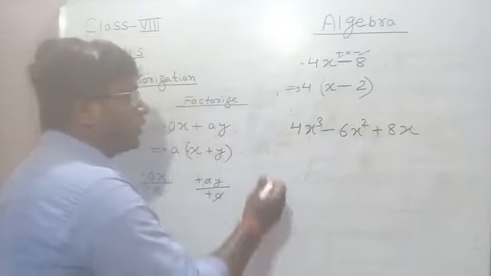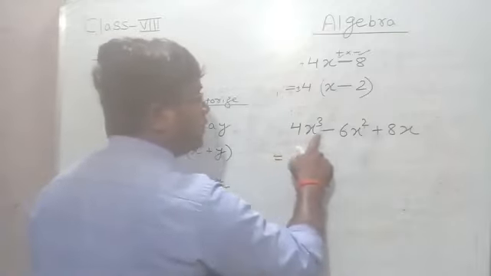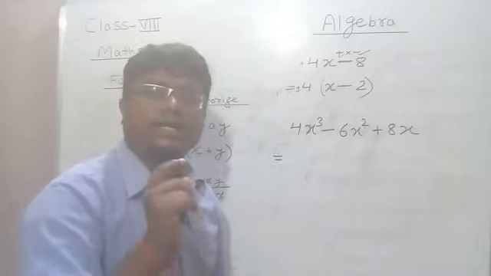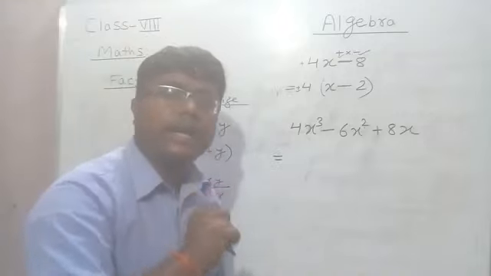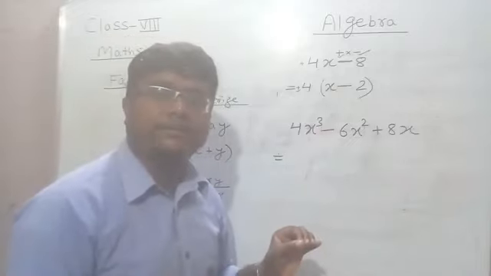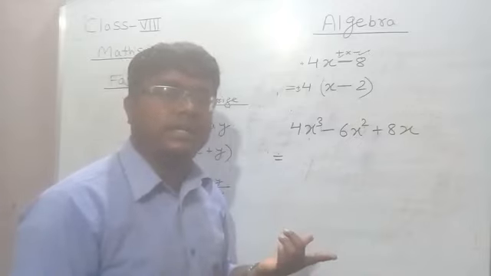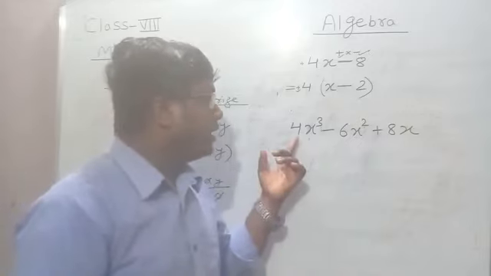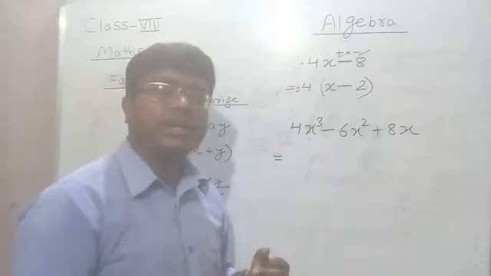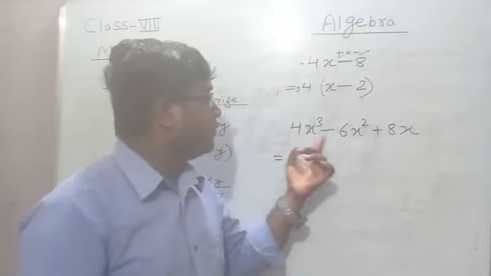Here, if we take positive common, we need to write from 4, 6 and 8. So we should know which is the greatest number that can divide 4, 6 and 8 exactly. So what is that greatest number? You need to find the HCF of 4, 6 and 8.